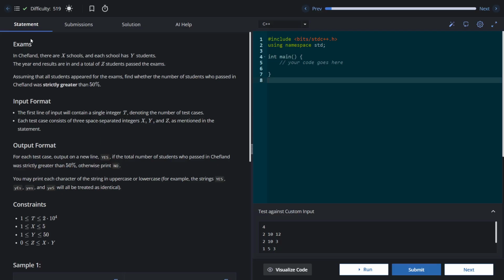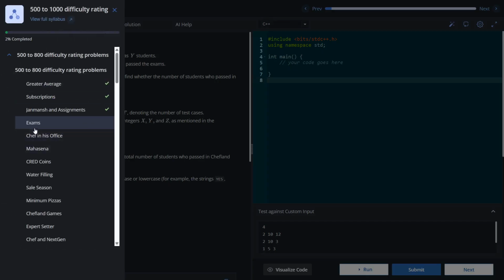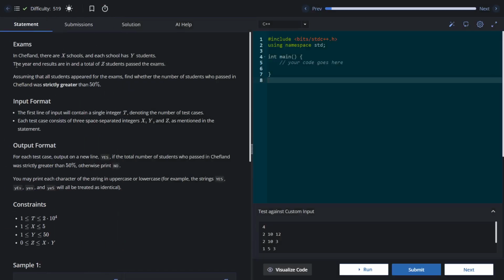So in this problem I'll be solving the fourth problem, Exams. It says in Sheffland there are X schools and each school has Y students. The year-end results are in, and a total of Z students passed the exam. So the number of students who passed the exam is Z.